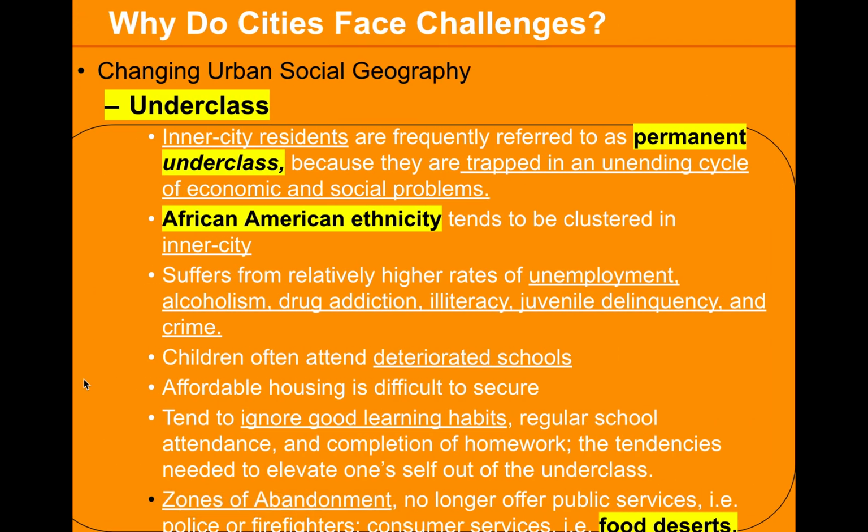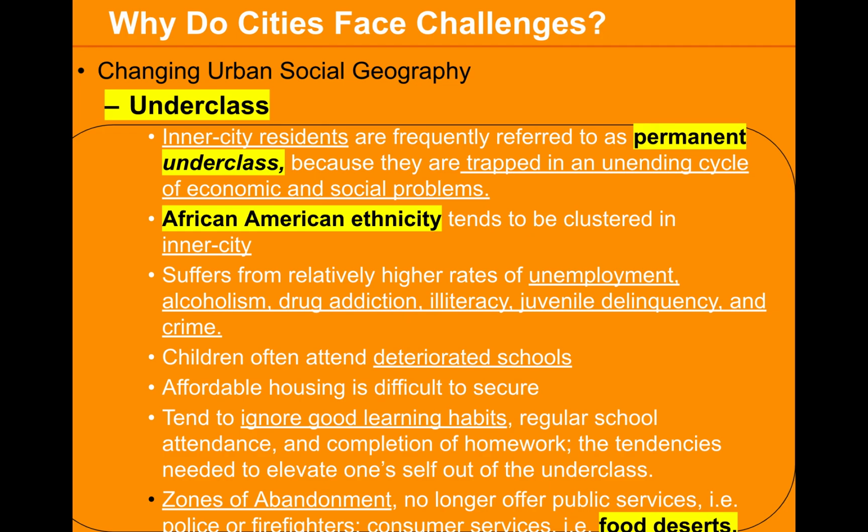The permanent underclass is seen as the socioeconomically disadvantaged group of citizens. They're defined as a group of people trapped in an unending cycle of economic and social problems, so they don't participate in the material benefits of society. These problems can start with schooling, where many don't graduate. I can't find the exact stat, but only half graduate from high school, I'm sorry.